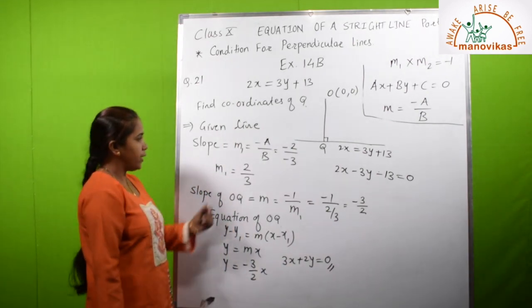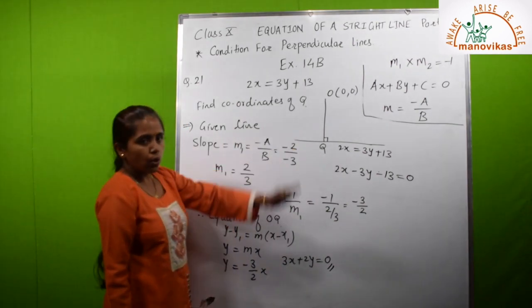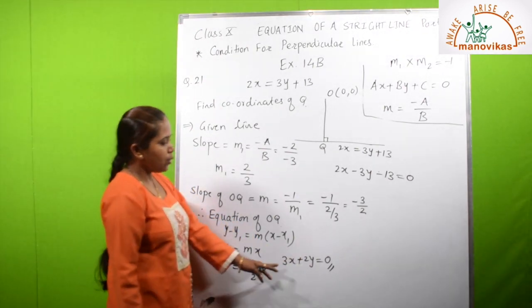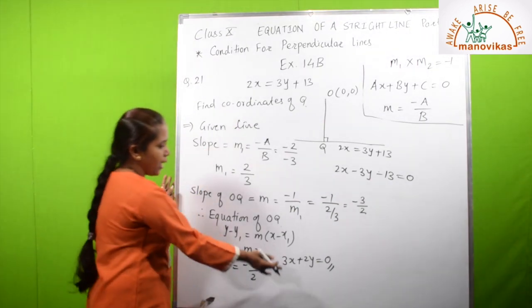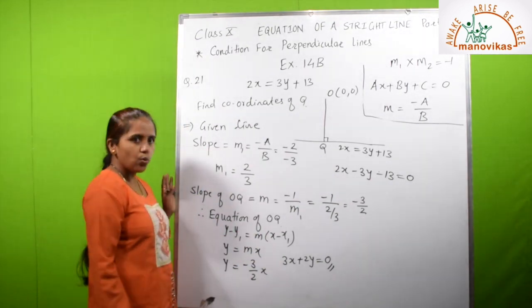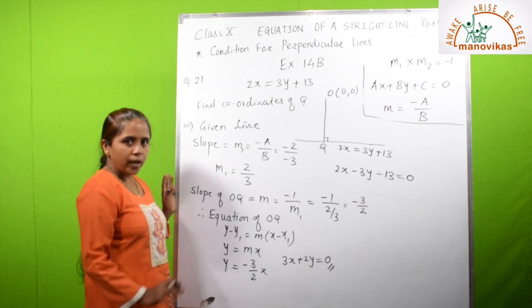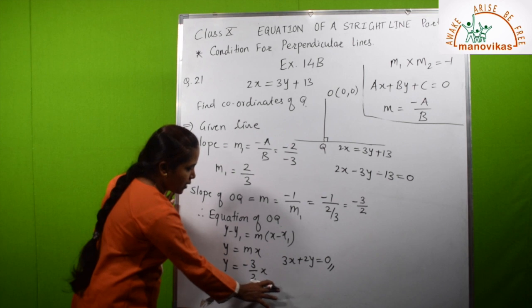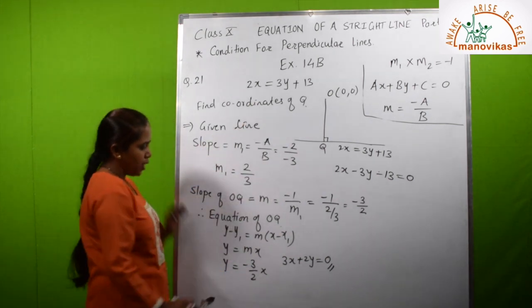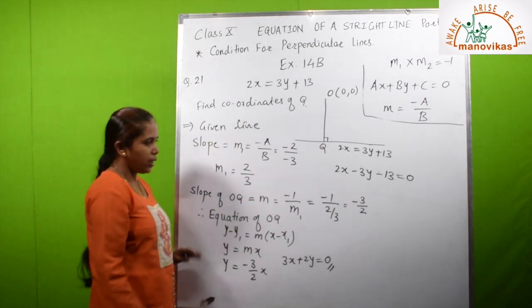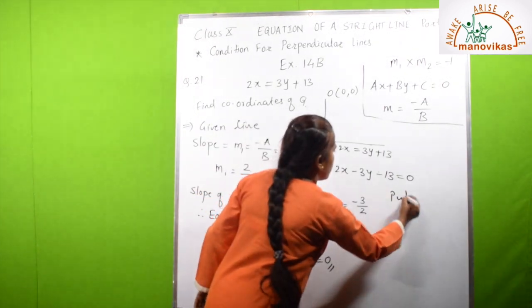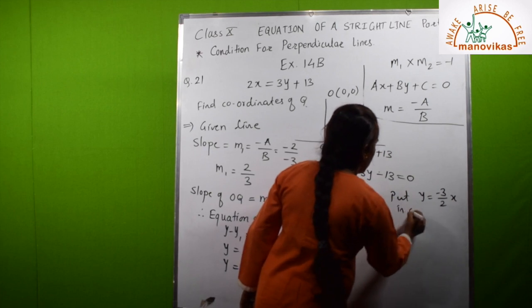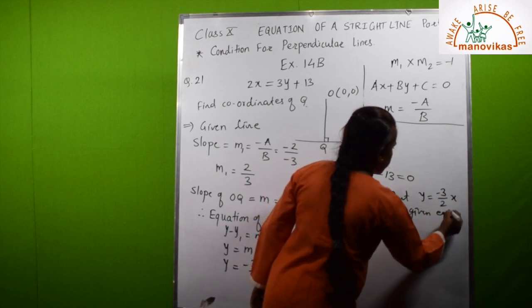Now we have to find the coordinates of Q. So find the x and y value. How to get that? We have to solve the given equation and this 3x plus 2y is equal to 0 equation. In short, we have to substitute this y is equal to minus 3 by 2x value in the given equation. You will get the x coordinate. Okay, so put y is equal to minus 3 by 2x in the given equation.